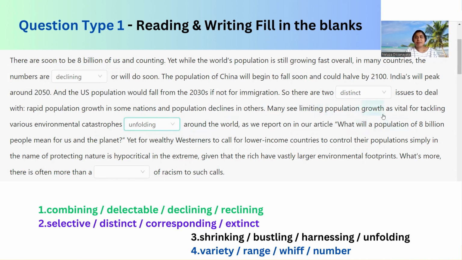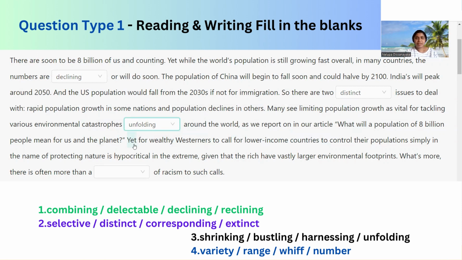Many see limiting the population growth. So because of this essential requirement of the limitation of population growth, it helps for dealing with some kind of environmental issues spreading around the world. So you can see there's a quotation being said within inverted commas and there is no blank. We can quickly move to the next sentence.